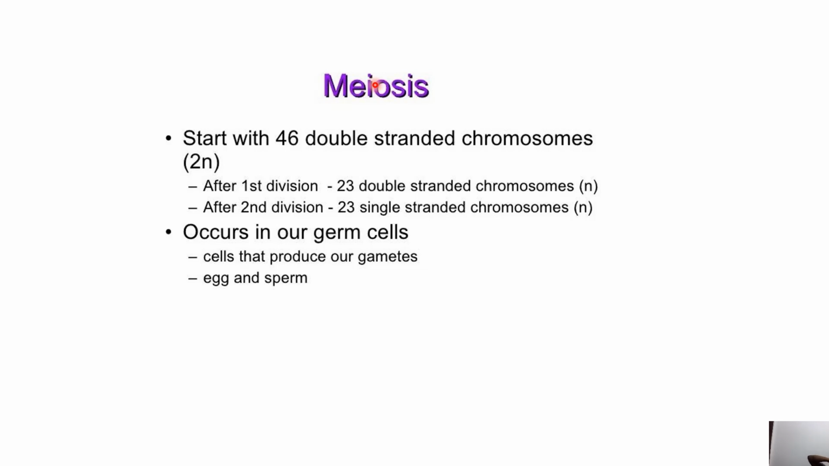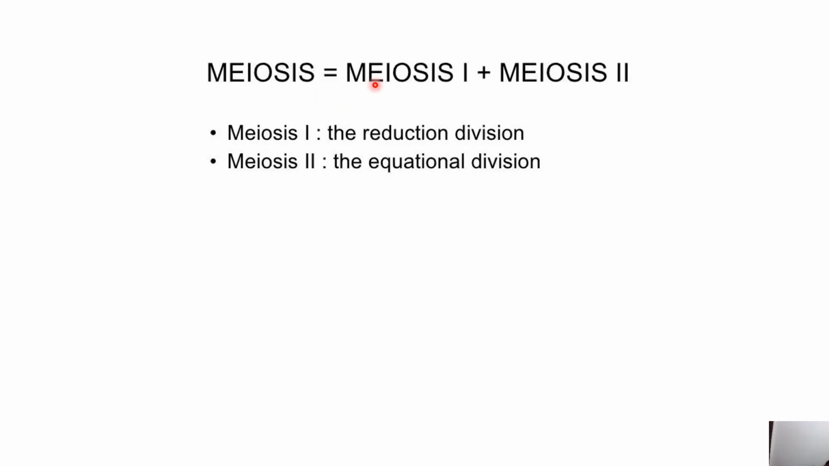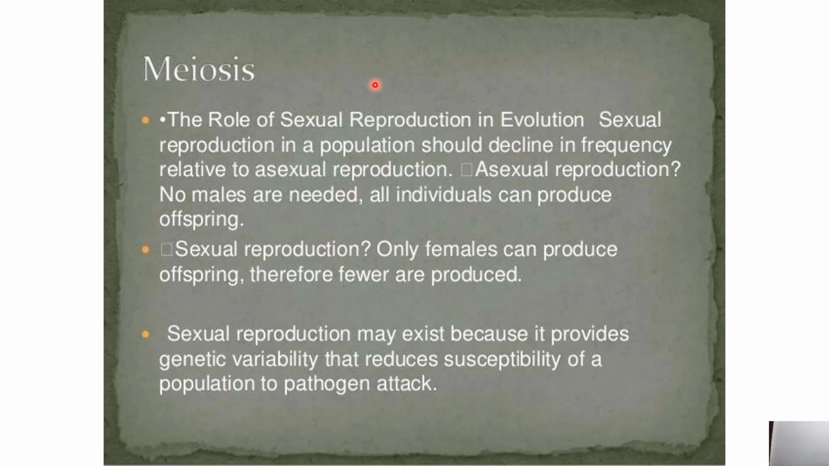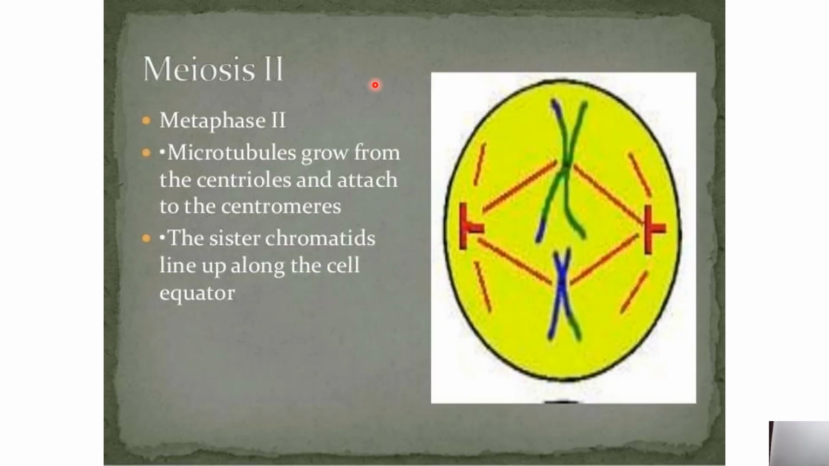As I was saying, in meiosis, it starts with 46 double-stranded chromosomes, that is diploid or 2N. After the first division, the reduction division, 23 double-stranded chromosomes are left in each cell. After the second division, again 23 single-stranded chromosomes are left. So it occurs in our germ cells, cells that produce our gametes, egg and sperm. So meiosis 1 is the reduction phase, whereas meiosis 2 is the equational phase. Not to go into too much detail here.